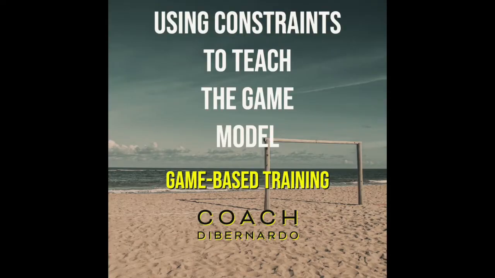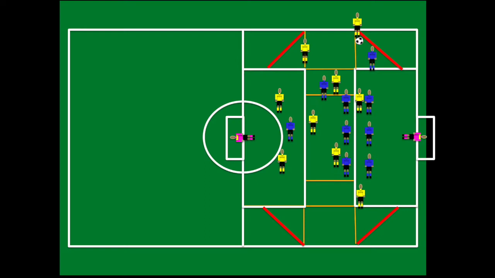Welcome to the video on how to use constraints to teach the game model in a game-based training. When you look at this grid here, it is Guardiola's positional grid that is set up with two penalty boxes. Obviously, it's only half field, but you have the three rectangles out wide, and you do have the half spaces in between and the middle space on top of the penalty box.